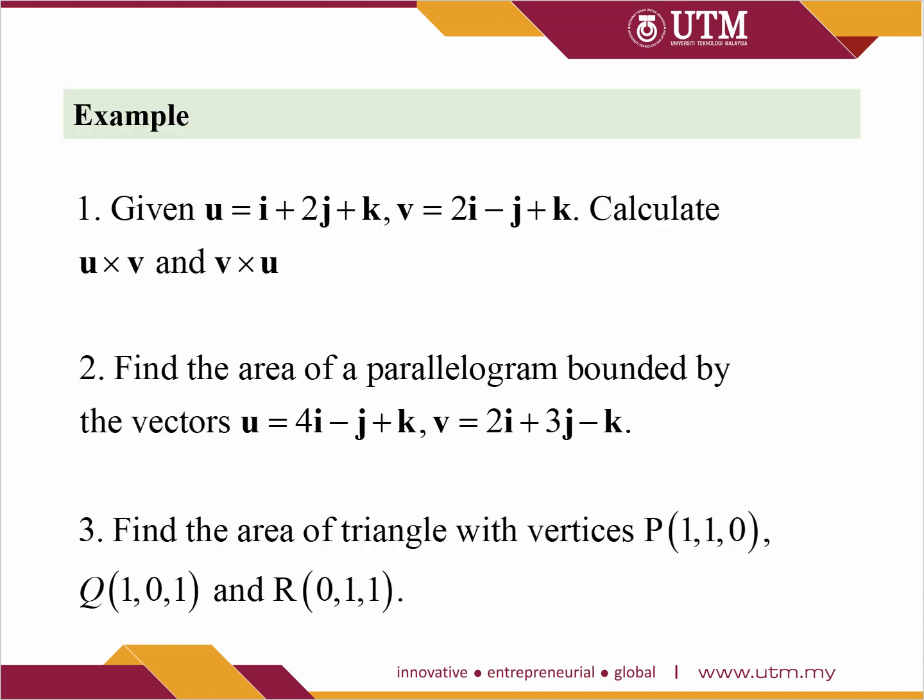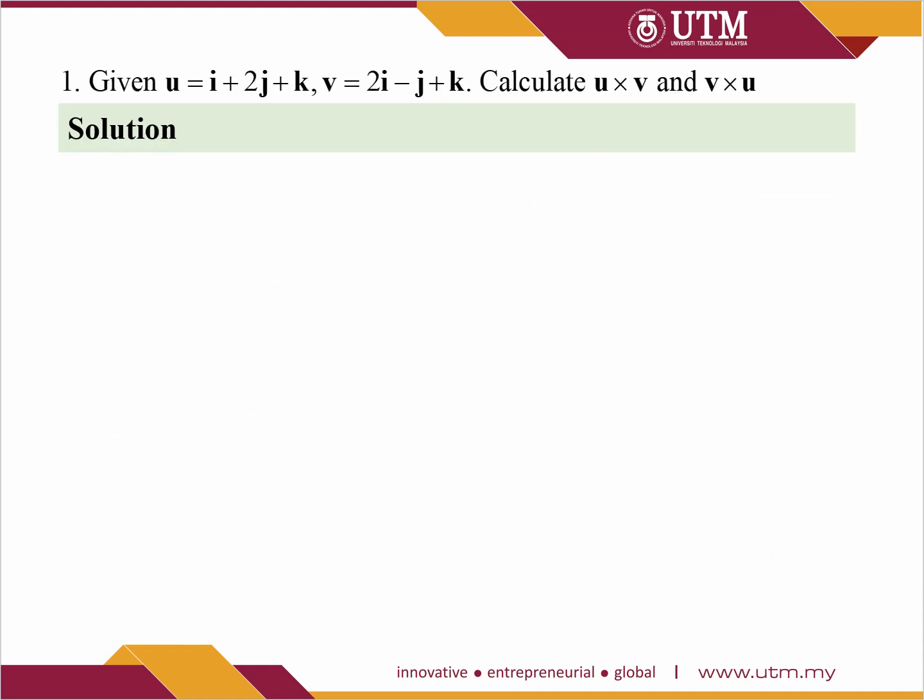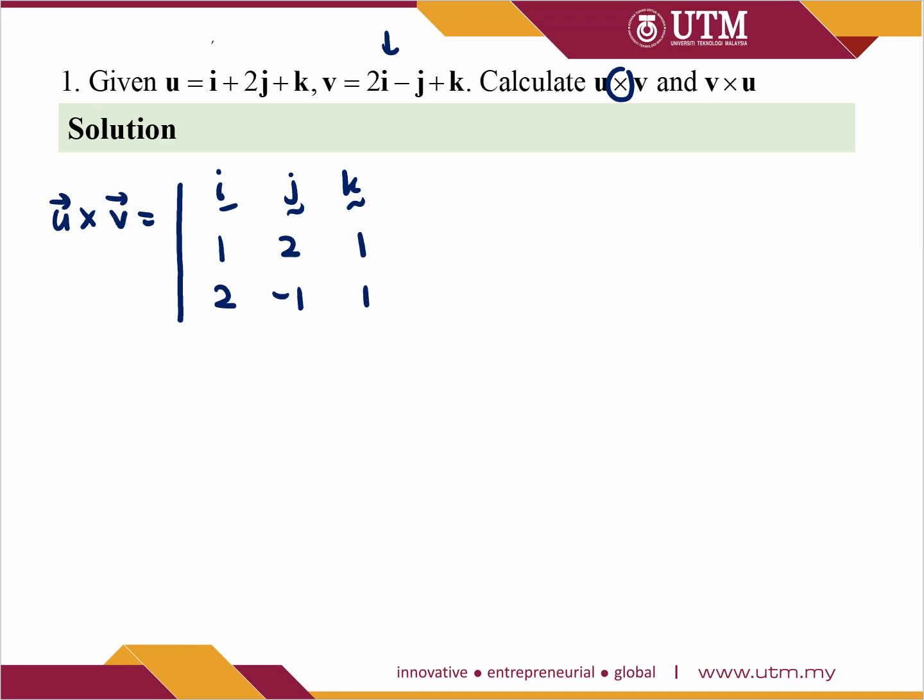Now let's try this example. Given u equals i plus 2j and so on, calculate u cross v and v cross u. Remember, with a cross product you will get a vector, so I have to write down i, j, k. The second row refers to the values for u, which are 1, 2, and 1. And for v, it will be 2, negative 1, and 1.